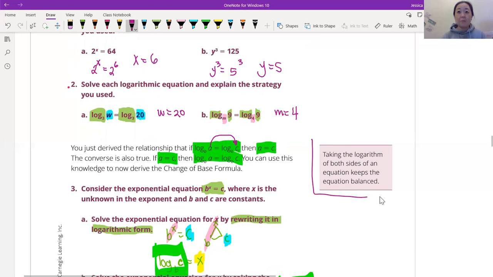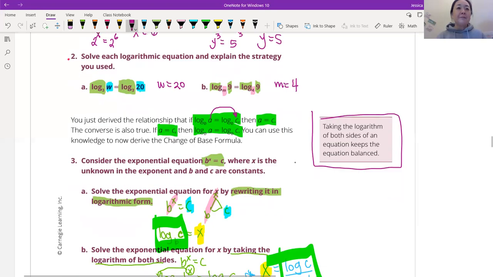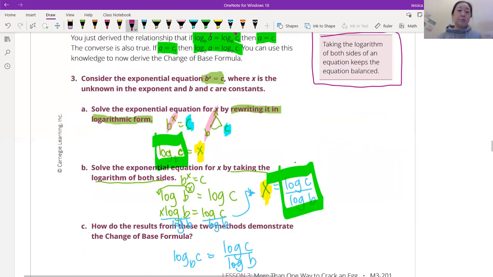Taking the log on both sides of an equation keeps the equation balanced. You cannot do it to just one side. Could you just square root one side and say it's fine, it's equal? Not equal. All right, so we're going to do this two ways here. We have b to the x is equal to c. We're going to do two things to it.